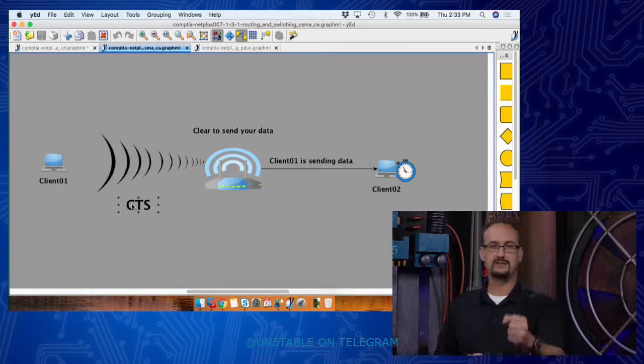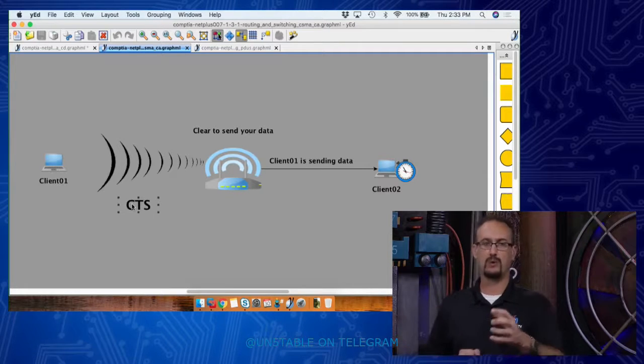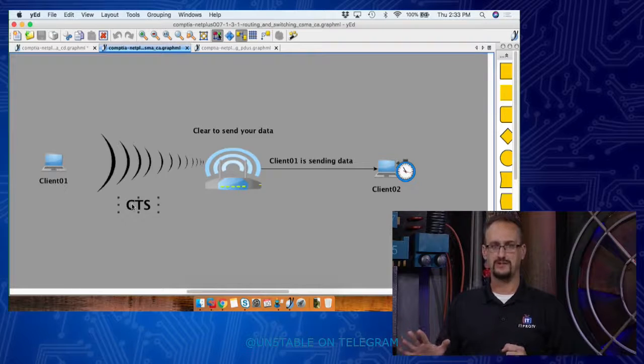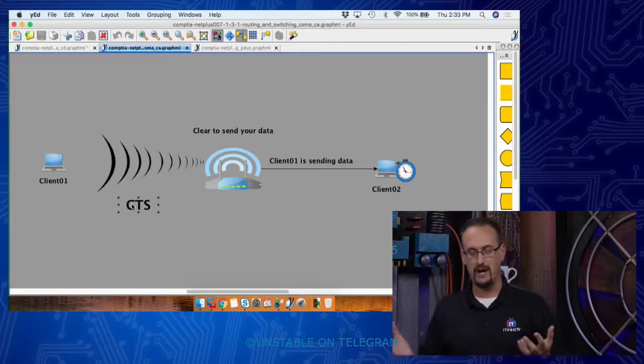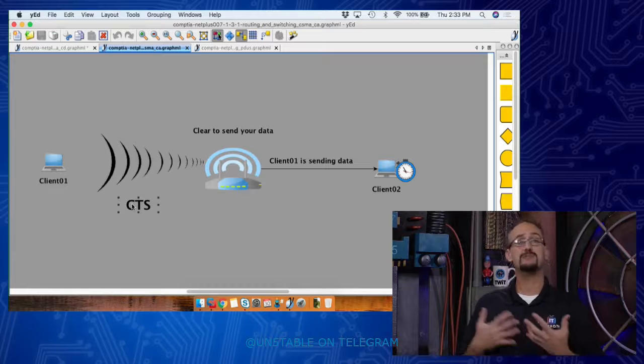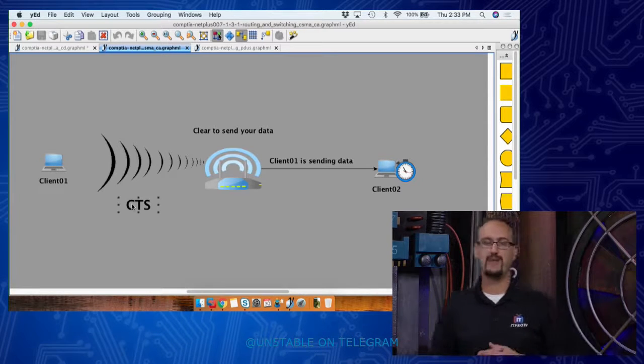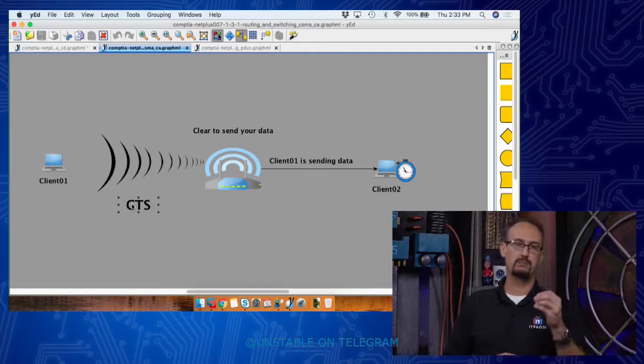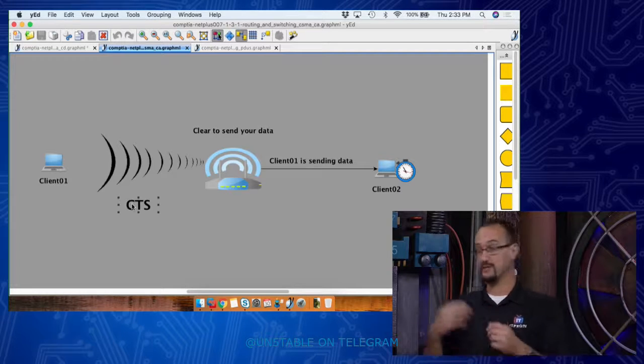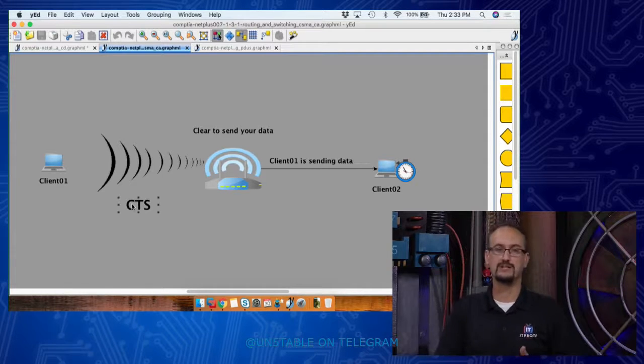So request to send, clear to send. Or request to send, hold your horses, somebody else is sending, however it might work. And that kind of helps to eliminate or to combat that hidden node syndrome. That is carrier sense multiple access collision avoidance. The goal is to avoid collisions.